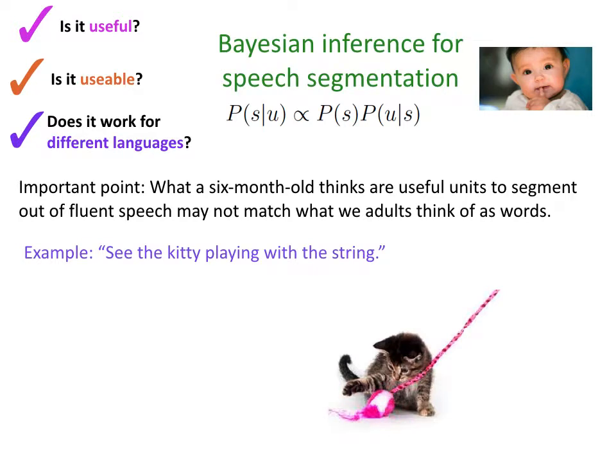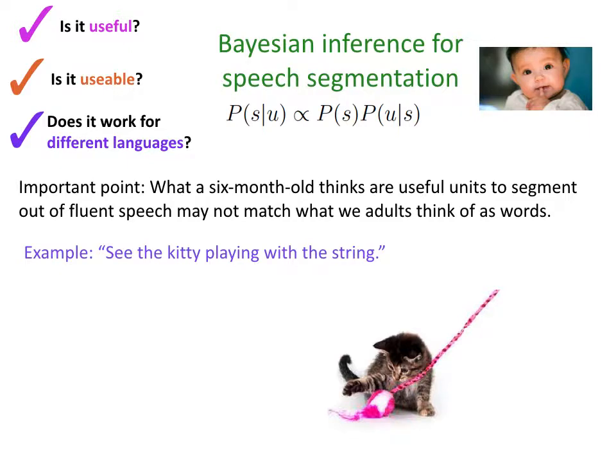So something that's important for thinking about how to measure the performance of speech segmentation models, like those using Bayesian inference, especially if we're talking about the very early stages of speech segmentation, like what's happening at 6 months. What a 6-month-old thinks are actually useful units to segment out of fluent speech may not be what we as adults think of as words. That is, very early segmentation output may not look like adult words.